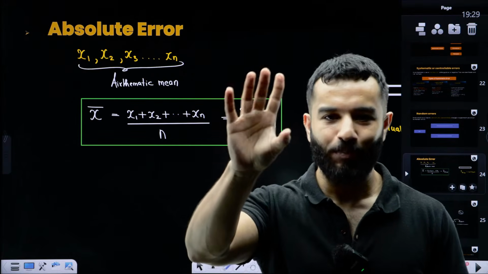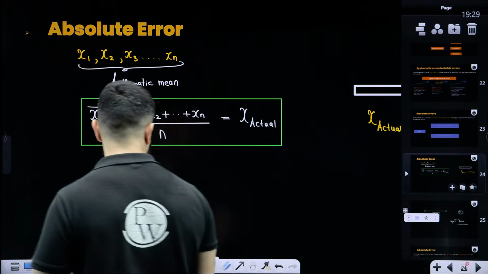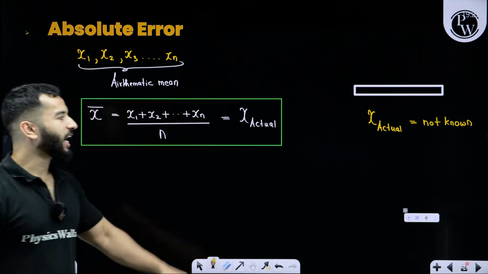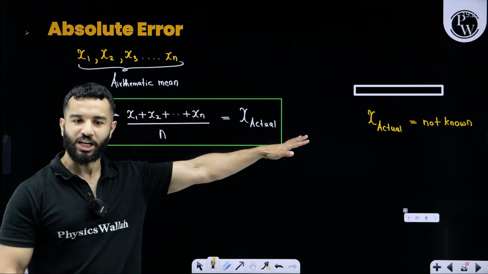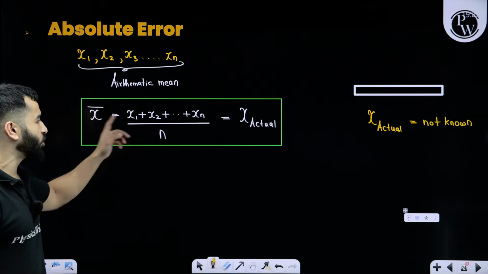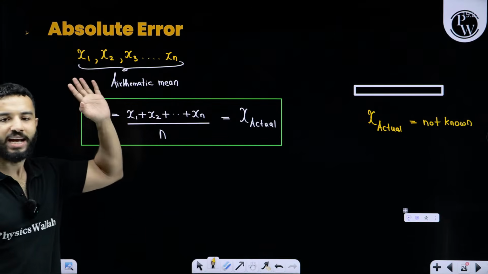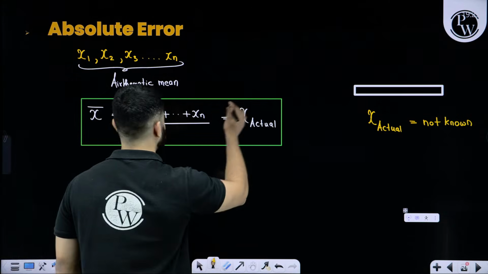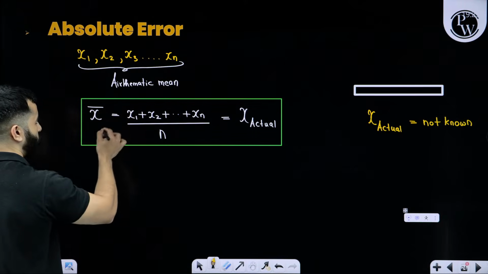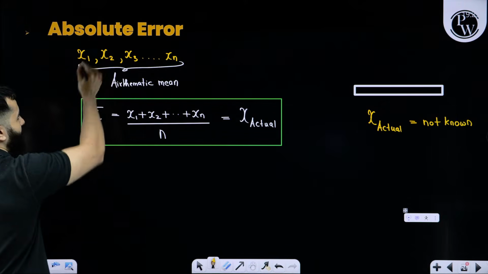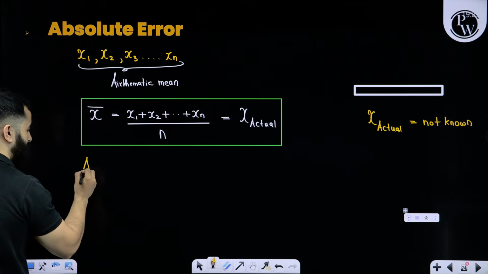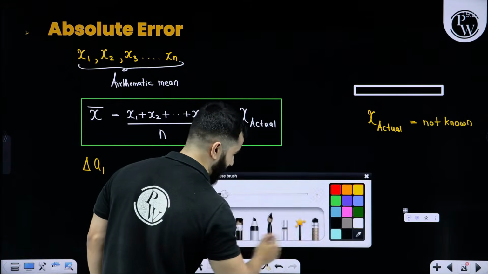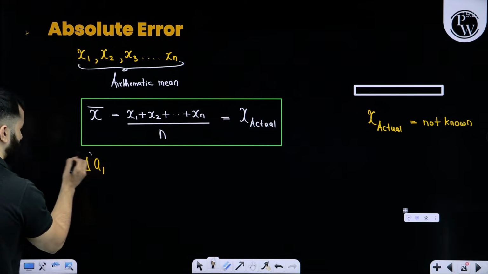Got it? You guys are buying what I've just said. This is an example of why we are saying that we don't know the actual value, but we can assume the actual value to be the mean value of n experiments. Done? So now this will be taken as the actual value. So the absolute error will be written as delta A1. This is called the absolute error in measurement 1.